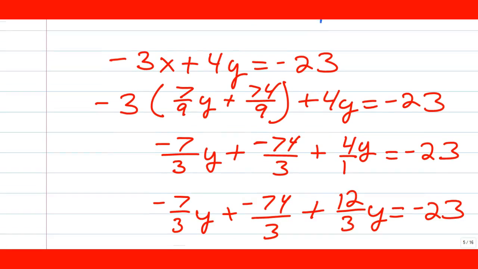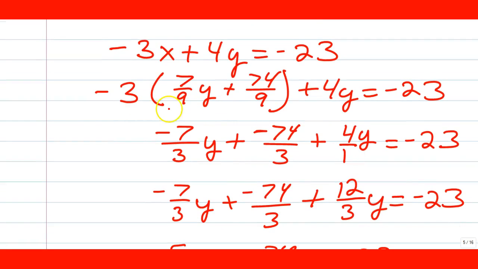Now I need to simplify. I first clear the parentheses to simplify. I distribute that negative 3 through the parentheses. I end up with a negative 7 over 3y plus a negative 74 over 3 plus my 4y, which I've put over a 1 just to keep it in fraction form with everything else below, so that when I get to the point where I want to combine like terms, I can just immediately rewrite it into its equivalent fraction.